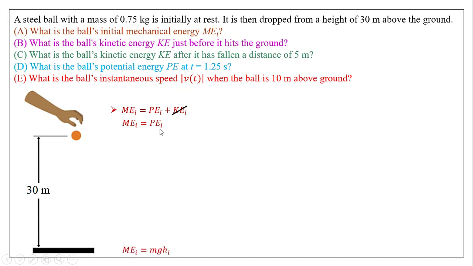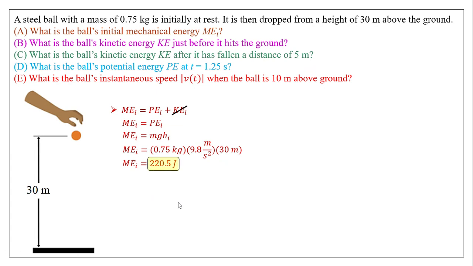which is just PEI. So we know the function for PEI. PEI is just mghi. And here, m is given as 0.75, g is 9.8, and hi here is 30 meters. Everything is in proper SI units already, so I'm just going to go ahead and crank out calculator work. So m being 0.75, g 9.8, hi being 30 meters above the ground. If you do that on your calculator, you get a value of 220.5 joules. Okay, and that is part A.